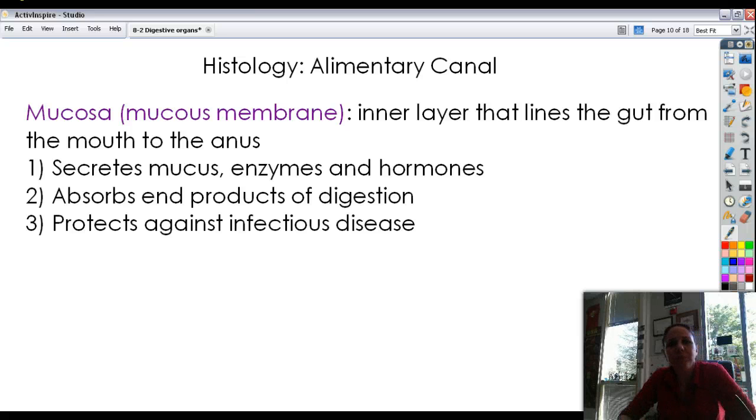Okay. Now, histology, taking a look at your gut. Your gut is obviously made up of a whole bunch of tubes, but it's not just a single layer tube. So we're going to take a look at the layers of those tubes.